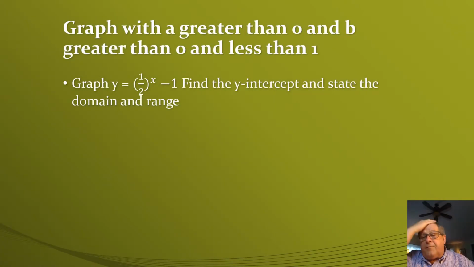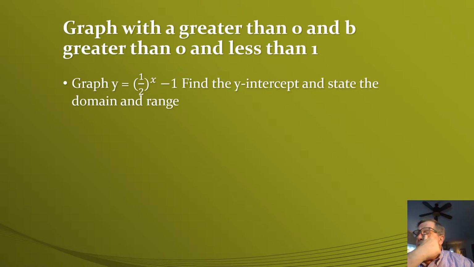We recently graphed an exponential function where the base was greater than 1. And we saw that characteristic exponential growth function, where we're hovering along the x-axis and then zoom, we take off. In this case, we've got b, our base, is greater than 0, but it is less than 1. And we're seeing 1/2 raised to the power of x and then minus 1.